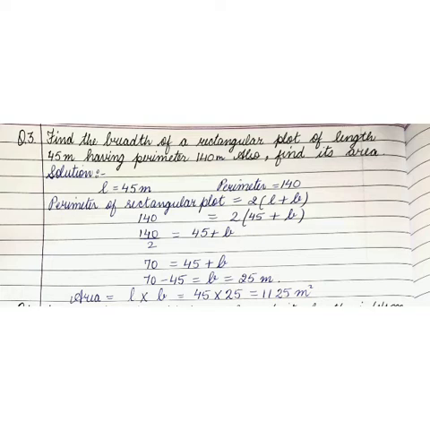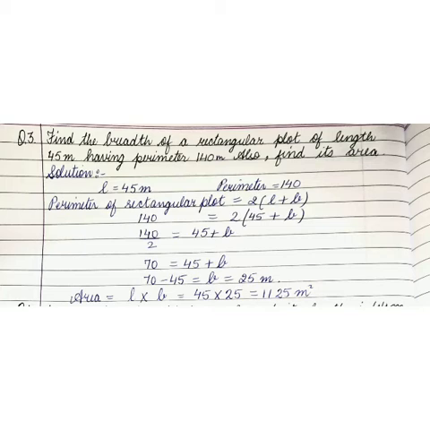Question 3. Find the breadth of a rectangular plot of length 45 meter having perimeter 140 meter. Also find its area. Now length is given to us in the question as 45 meter. Perimeter is given as 140 meter. Now to find the perimeter of a rectangular plot, the formula is 2 into (length plus breadth). Putting the value for the perimeter, it is 140. Then 2. Length is 45 and breadth we don't know, that's why we have taken the variable as b.